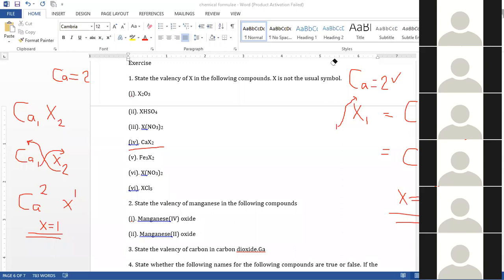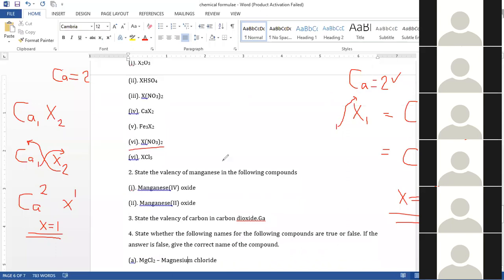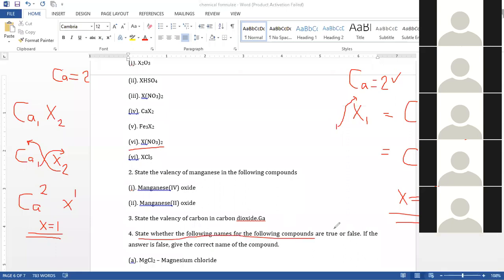Let me read that statement for you. I'm going to read number 4 right now. State whether the following names of compounds are true or false. In this case, they want you to check whether they use the correct valences or the wrong valences.